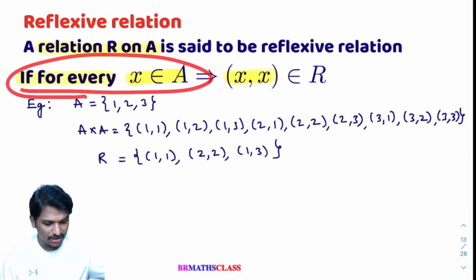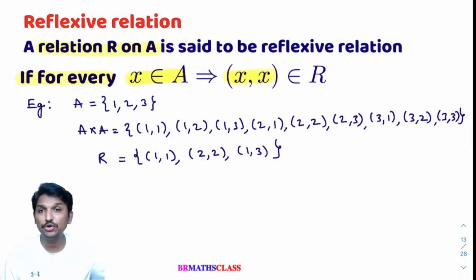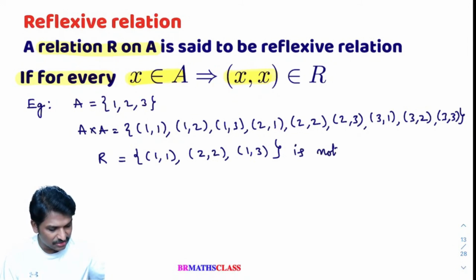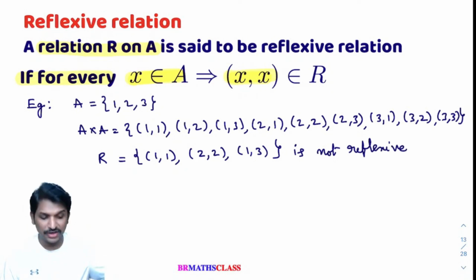For every x belongs to A, (x, x) does not belong to R for this example. I hope you got this point. So what I'll write here: this is a relation on A, but this relation is not reflexive. Why is it not reflexive? When you say it is not reflexive, give a counterexample.